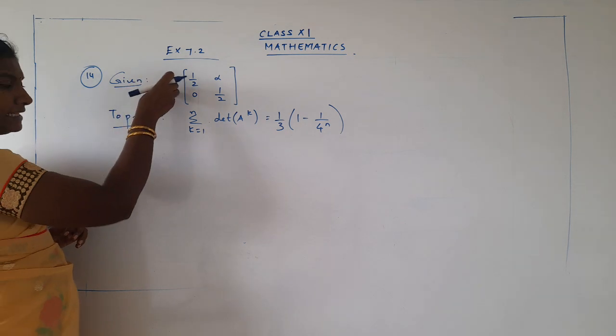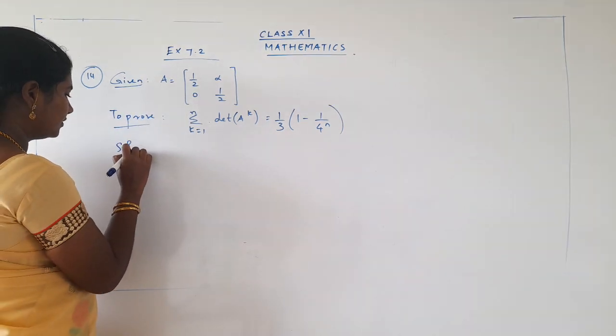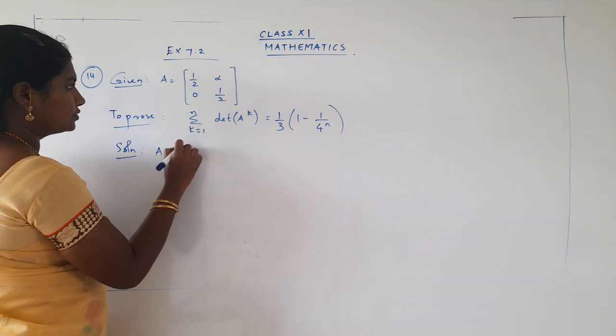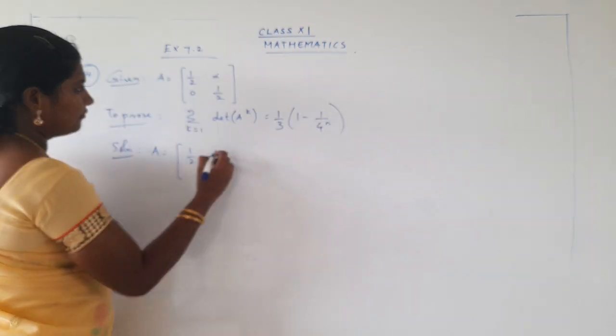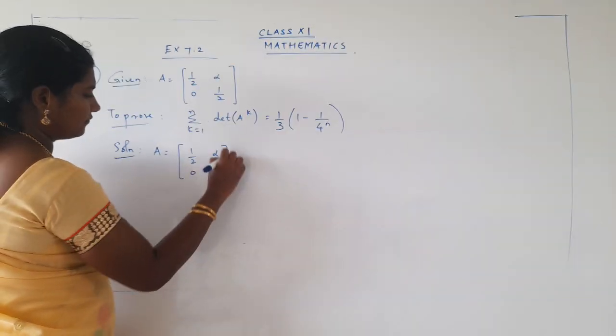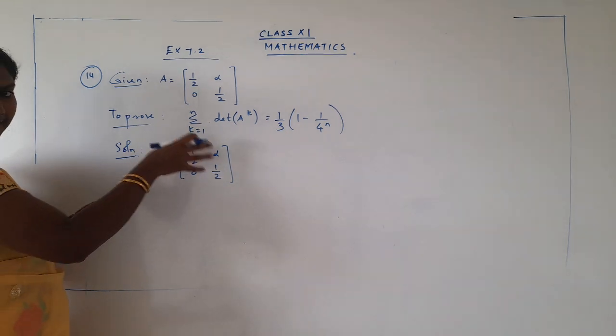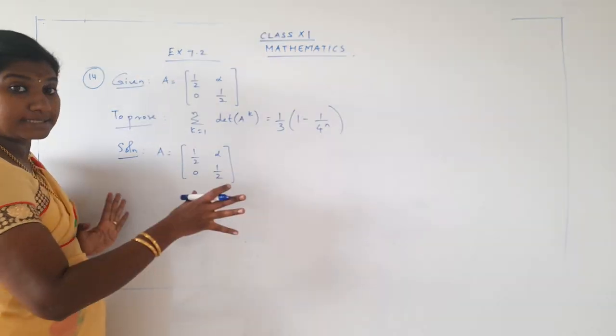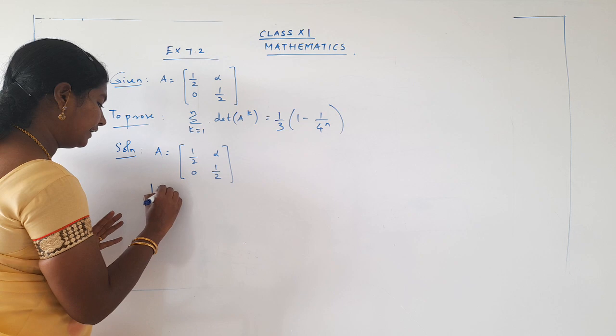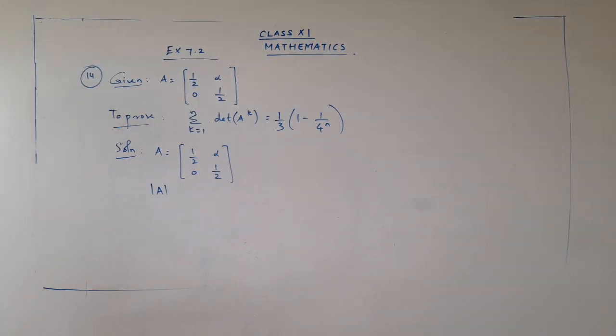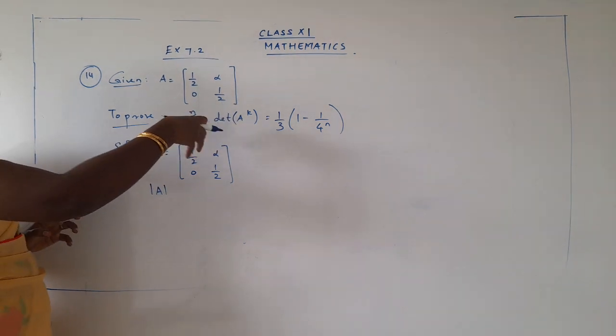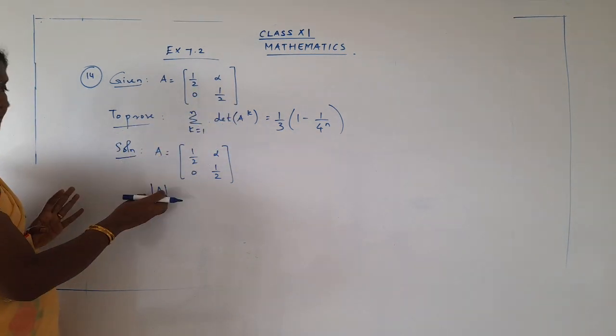Okay children? So I'll take the given part once again. A is equal to half, alpha, 0, half. This is the matrix that is given to us, I've just copied the matrix as it is. Now I'm going to find out determinant of A. They have given me this in word form and this is the symbol form.